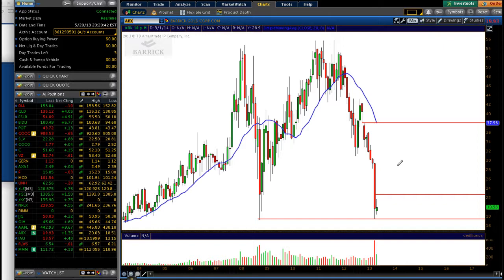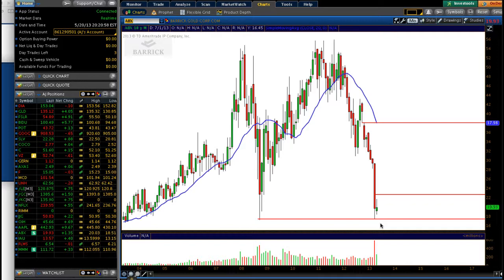So I'm very, very bullish on Barrick Gold, and even with me being so bullish, you still have to protect yourself. So if you decide to buy Barrick Gold below 20, you have to put a sell stop somewhere below 17.5. I would say around 17.